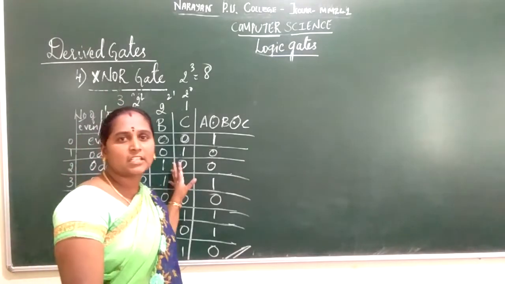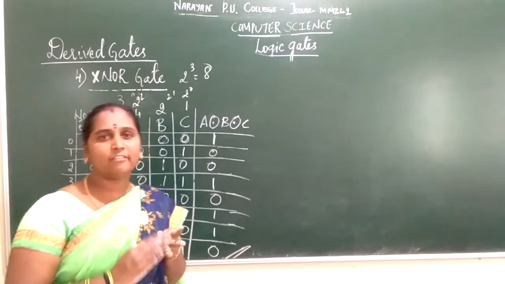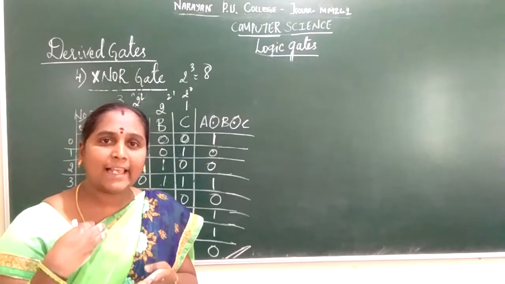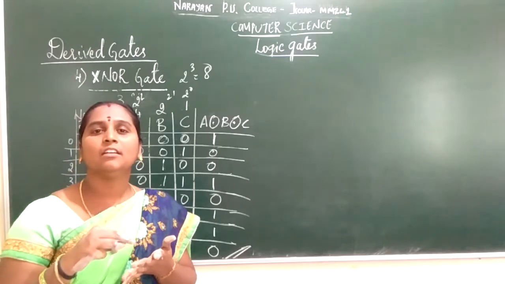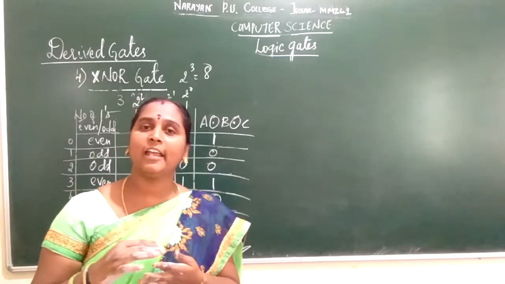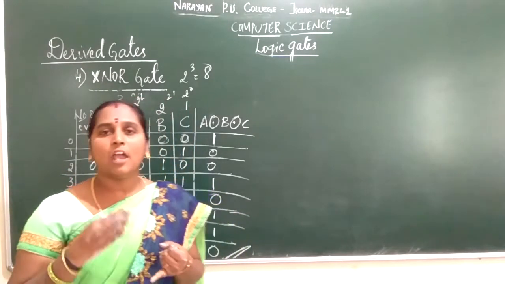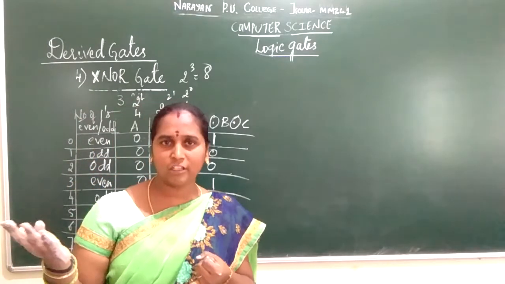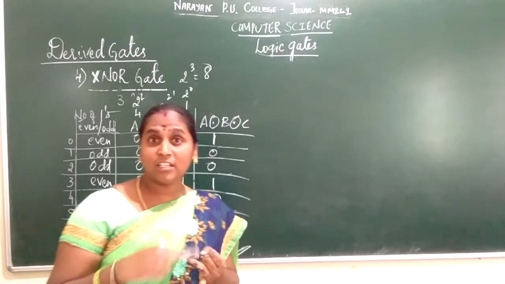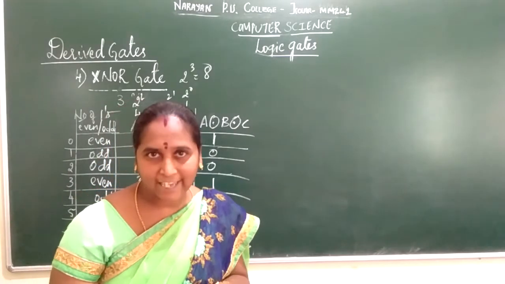So till here we have discussed the derived gates. What is a derived gate we have seen, and what is the classification under derived gates. So first we have seen the NOR gate, NAND gate, and your XOR gate, and the fourth one is your XNOR gate. And the NOR gate is nothing but the inverted gate of your OR gate, and the inverted gate of your AND gate we call the NAND gate.